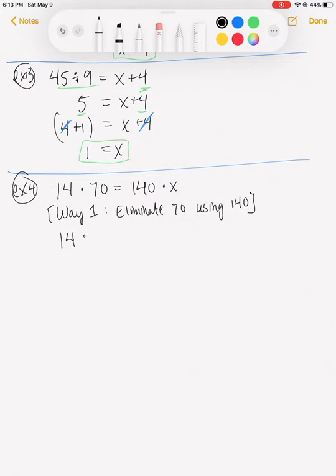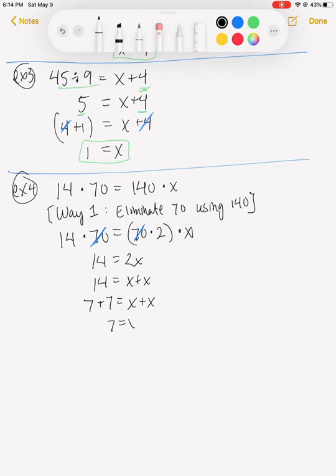So 14 times 70 is equal to 70 times 2 times x. I'm going to split up my 140 into 70 times 2, factor it. Then that's something times 70, and that's 70 there. And those will cancel. And we have 14 equals 2x. So we think about two numbers. 14 is equal to x plus x. Two numbers that add together themselves that are the same is 7 and 7 equals x plus x. And I only need one case of those, so 7 is equal to x.